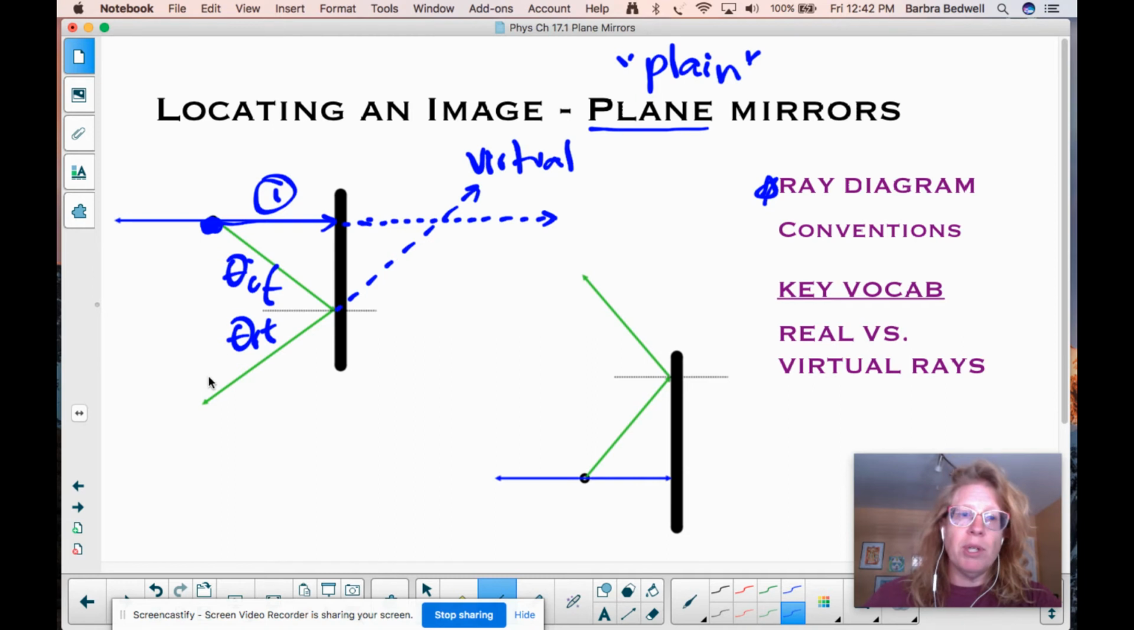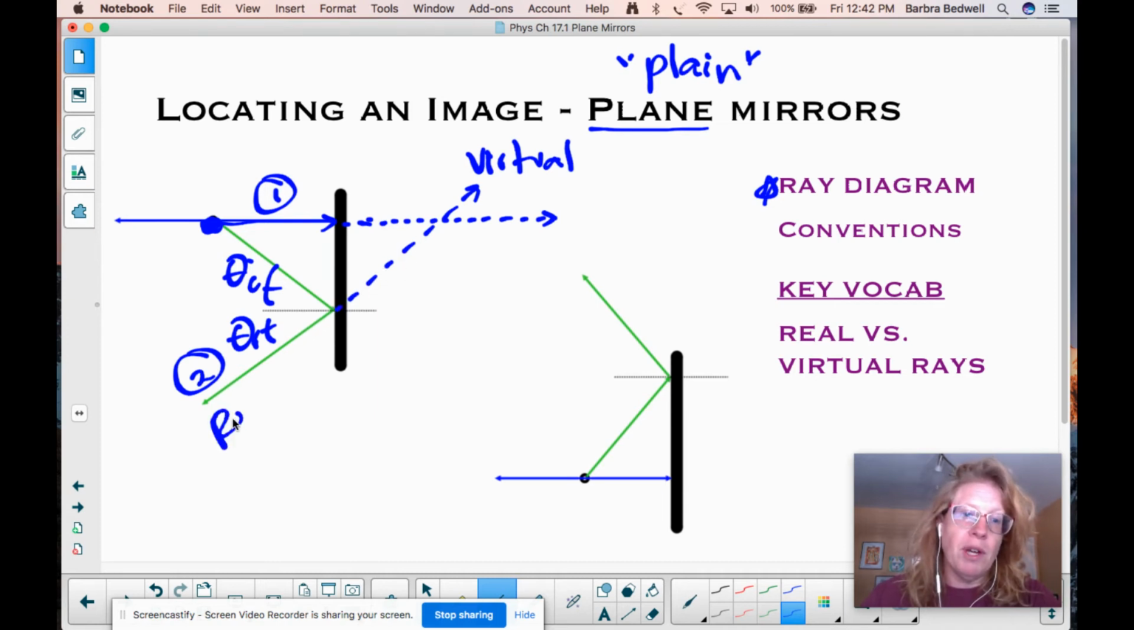So that's ray number 2. Again, incoming ray number 1 goes straight into the mirror. The reflected ray goes straight out. And then the virtual reflected ray continues in the opposite direction from the reflected ray. For ray number 2, it comes in and then bounces. Angle of incidence equals angle of reflection. And then our virtual ray is the opposite direction from the real reflected ray.